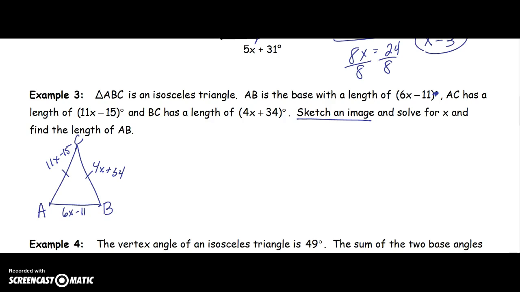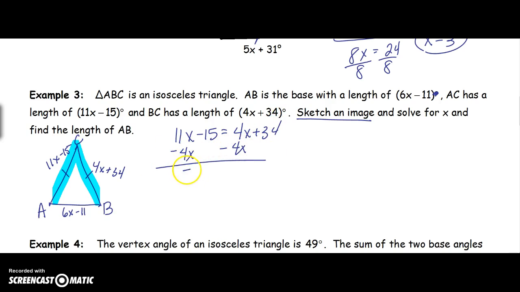So what we're going to do here is set the two sides that are congruent. Our two legs are congruent, therefore we can set them equal. So if we subtract 4x from 11x, you're going to get 7x minus 15 equals 34. And if you add 15, you're going to get 34 plus 15 gives you 49. Divide by 7, and x is 7.